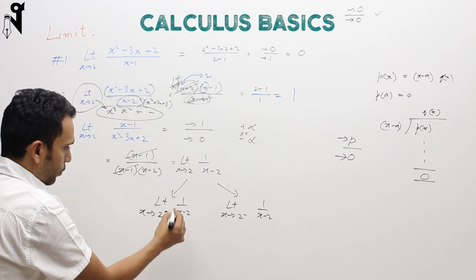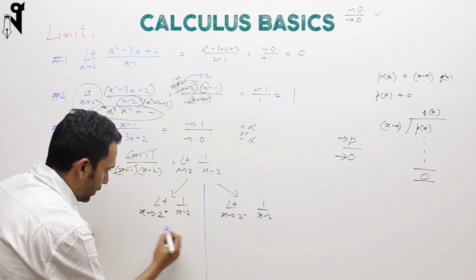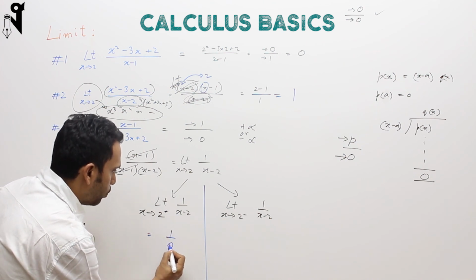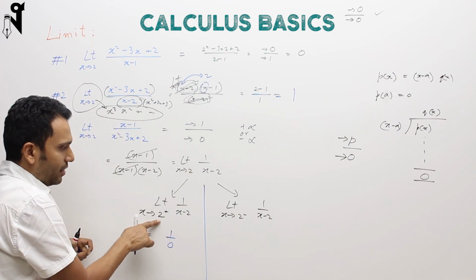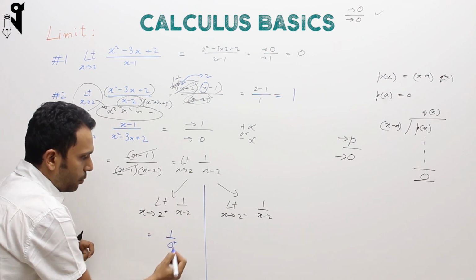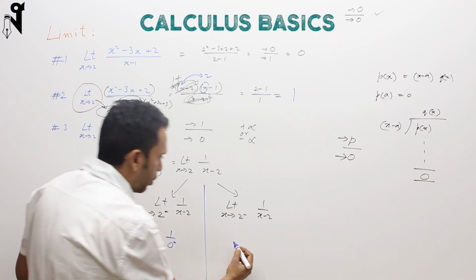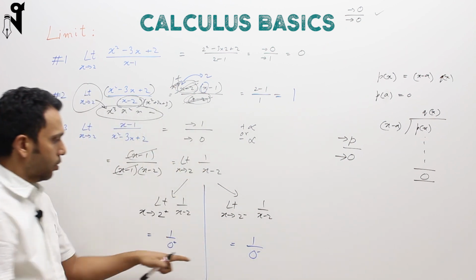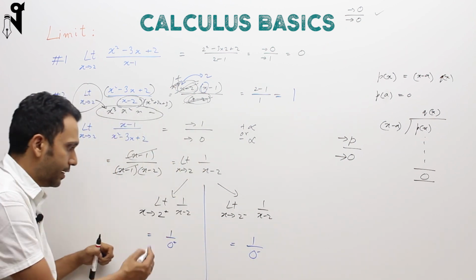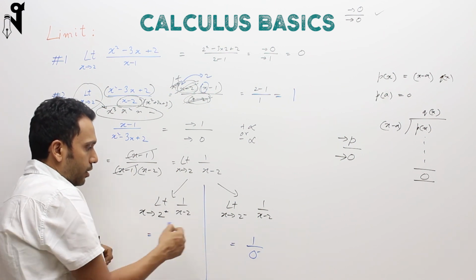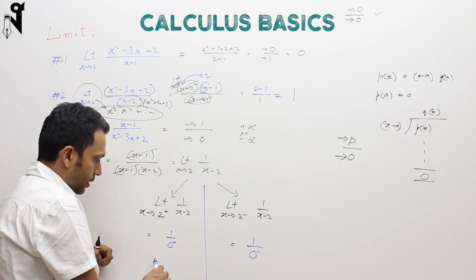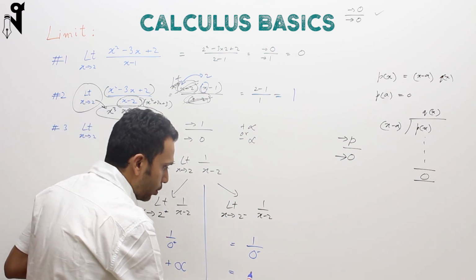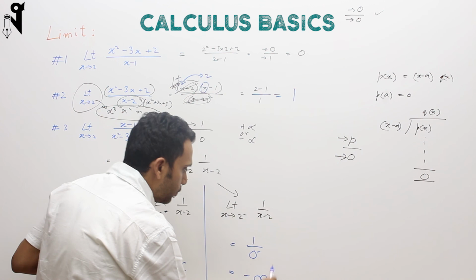So what will this give you? What will this give you? This will give you 1 by almost 0, but since x is just greater than 2, this number will be just greater than 0. And what will this give you? 1 by a number which is just less than 0, denoted by 0 minus and 0 plus. So obviously the numerator is positive in both places, so this answer will tend to plus infinity, and this answer is going to tend to minus infinity.